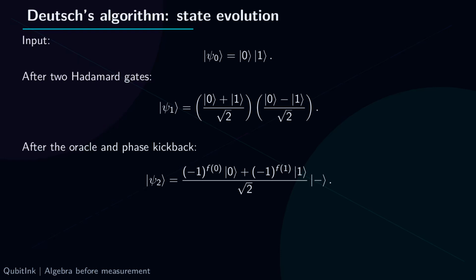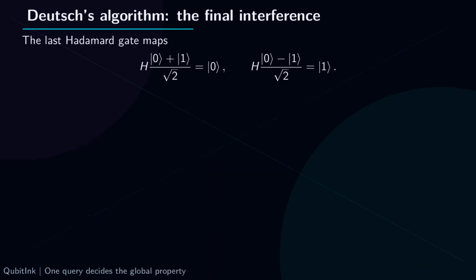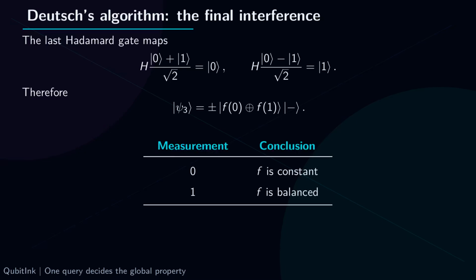If f of 0 equals f of 1, both branches have the same sign. If f of 0 is not equal to f of 1, the branches have opposite signs. The last Hadamard converts the phase relation into a computational basis result. It maps ket 0 plus ket 1 over square root of 2 to ket 0, and it maps ket 0 minus ket 1 over square root of 2 to ket 1. Therefore, after the final Hadamard, ket psi sub 3 equals plus or minus ket f of 0 xor f of 1, ket minus. The overall plus or minus sign is a global phase, so it does not affect the measurement.